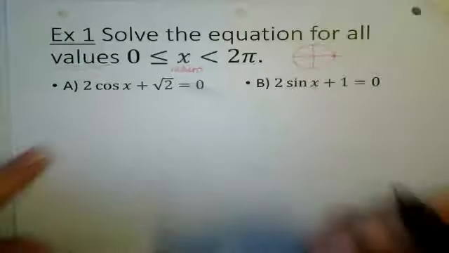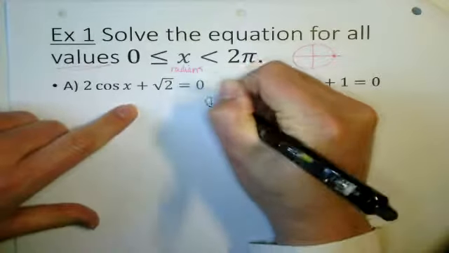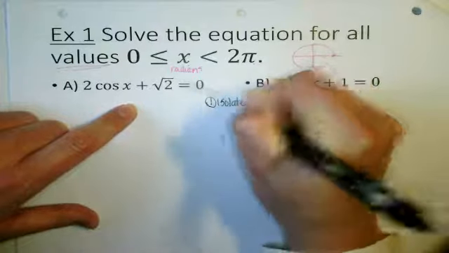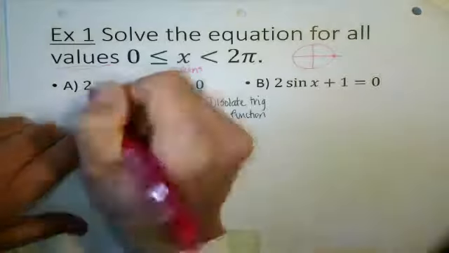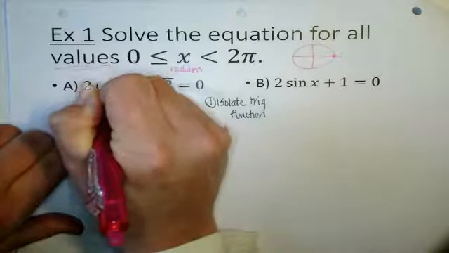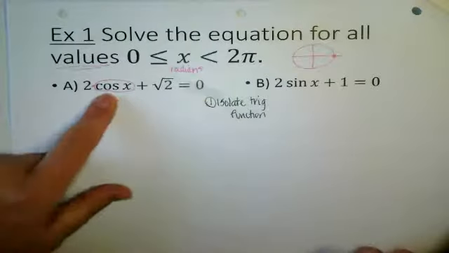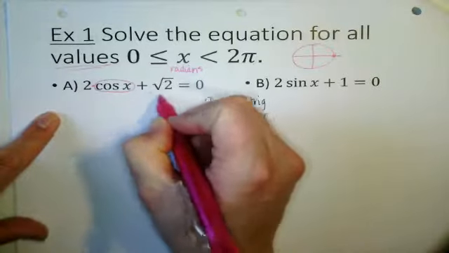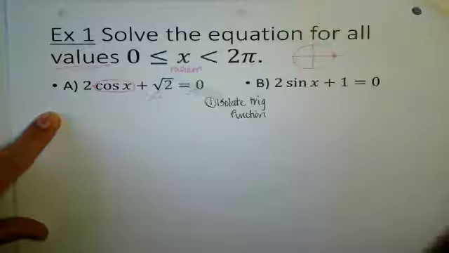And what we want to do for all of these is essentially, to get started, isolate the trig function. Okay, that is essentially the first thing. So right here, I have 2 times the cosine of x plus radical 2 is equal to 0. I want to isolate the cosine of x. So the first thing I'm going to do is subtract radical 2, just to move it over to the other side.